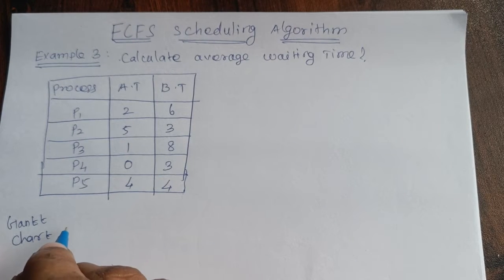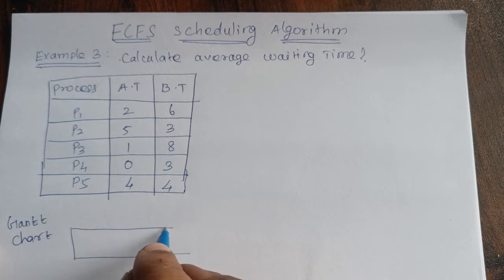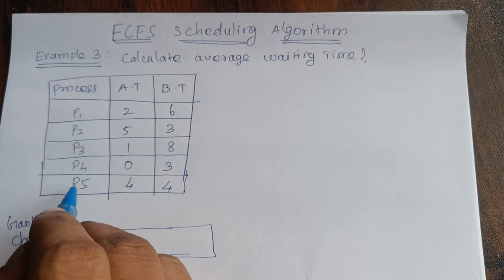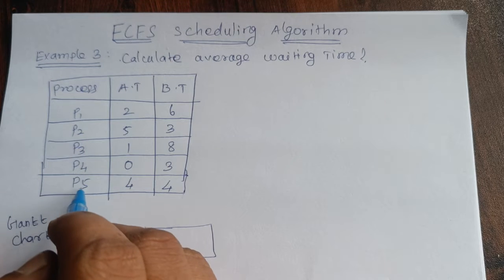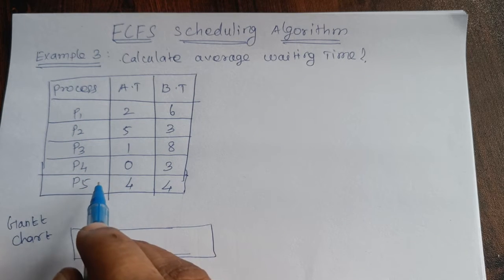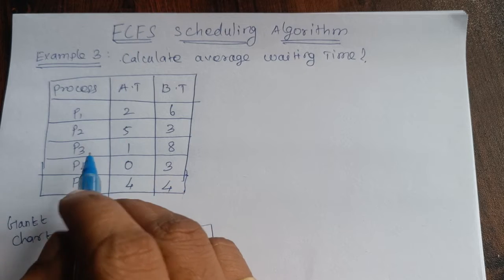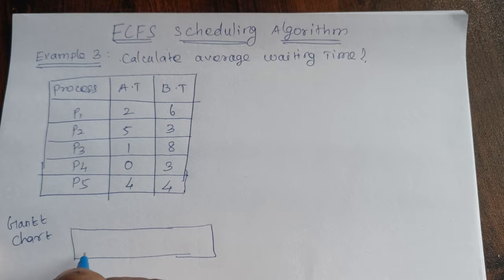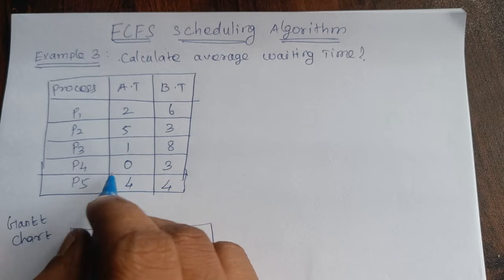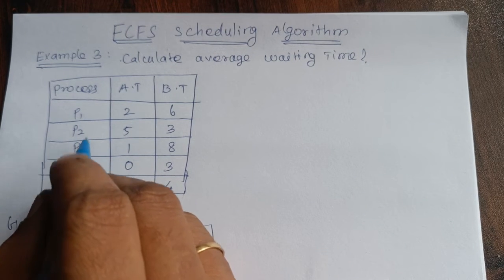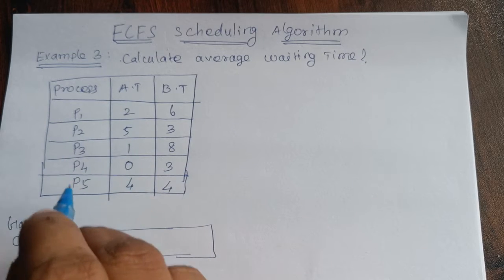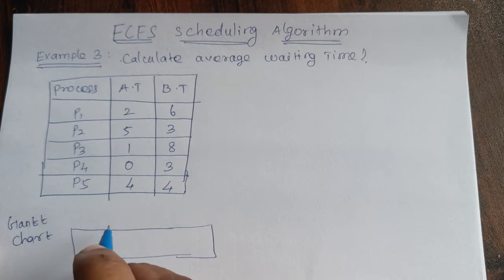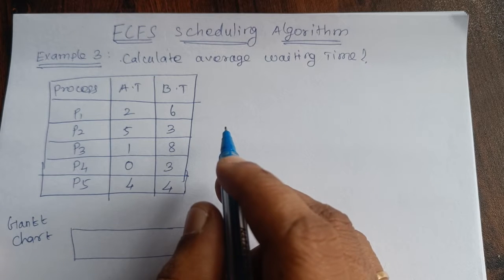So here we have the processes. How many processes are available here? There are 5 processes: P1, P2, P3, P4, P5. Based on the arrival time, the processes will go into the queue and be executed. First we sort the processes based on the arrival time, then we put all the processes in the Gantt chart, and then we can easily calculate the turnaround time and the waiting time.